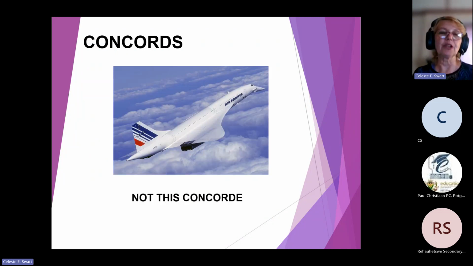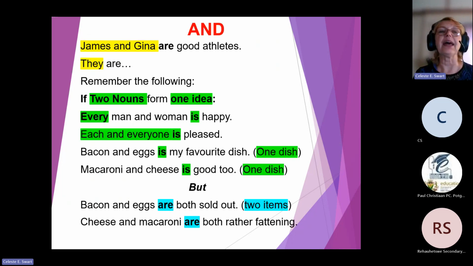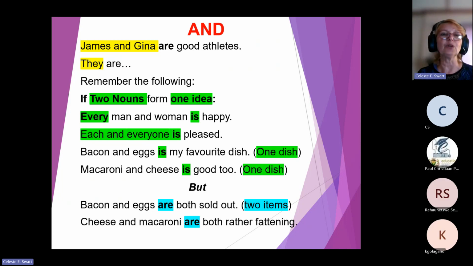So remember, with concords, it's not an aeroplane, so it's not this Concord that's on the picture, although some of you might not know that's what the aeroplane looked like. These concords are a little bit different. Let's look at when we have "and". We know very simply when we have two things together, we say this one and that one, it becomes plural because we use the pronoun "they". So James and Gina are good athletes because they are, when we look at our pronouns.